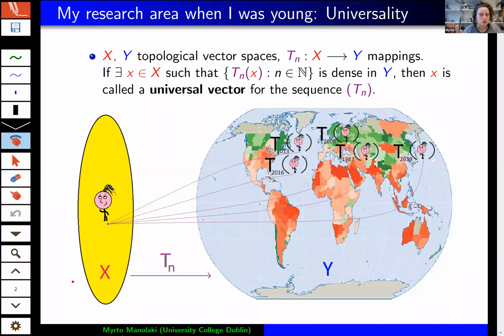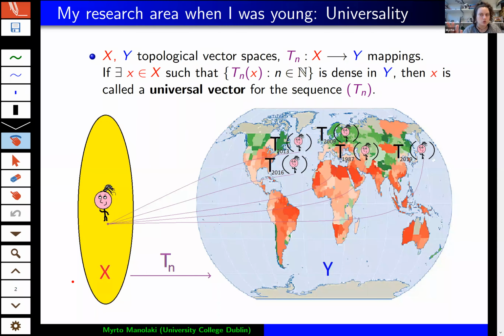I will start with the notion of hypercyclicity. Hypercyclicity is just a simple case where my two vector spaces are the same and my Tn operators are just the nth iterate of a fixed operator T. When we have a universal vector in this context, we say it's a hypercyclic vector. This is a rapidly developing research area, and it also connects with chaotic dynamical systems.